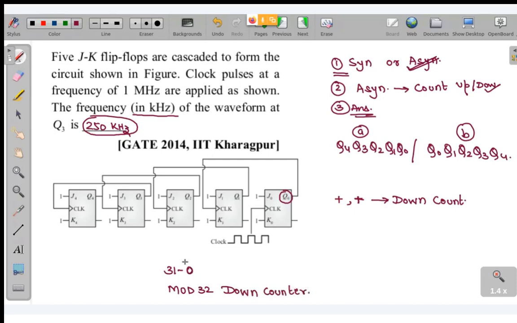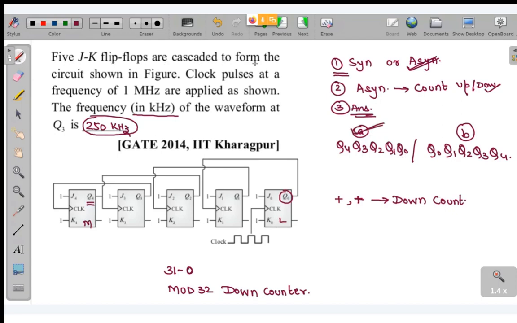Fine. Next I asked you whether this will be the counting sequence or this. I told you the flip flop that is farthest from the external clock will be your MSB. So this will be MSB, this will be LSB. So that means option A is correct.